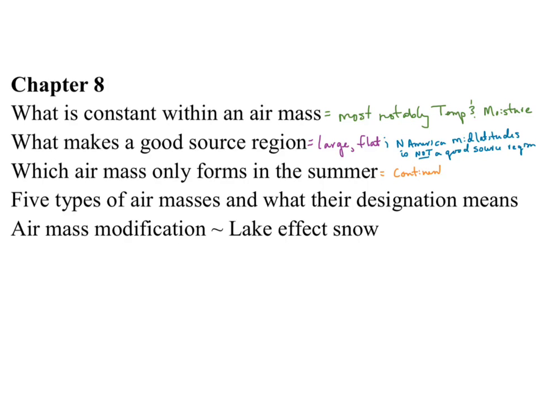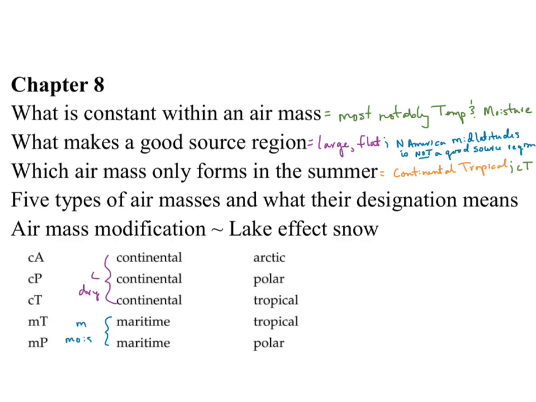So which air mass only forms in the summertime? That was the one over our southwest, the continental tropical air mass, only in the summertime. And down there at the bottom, I went ahead and wrote all 5 types of air masses: Continental Arctic, continental polar, continental tropical, maritime tropical, maritime polar. The first 3 are continental, so they're relatively dry. The last 2, the M stands for maritime, so they're moist. And then remember the second letter is capitalized in designating the air masses. The A stands for Arctic, bitterly cold. The P stands for polar, just simply cold. And the T stands for tropical.